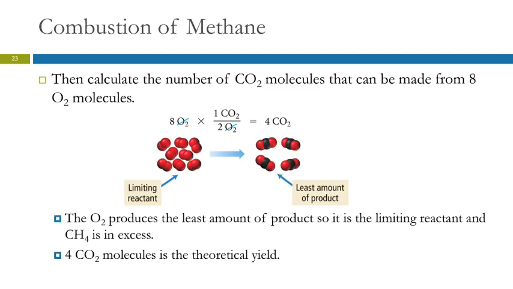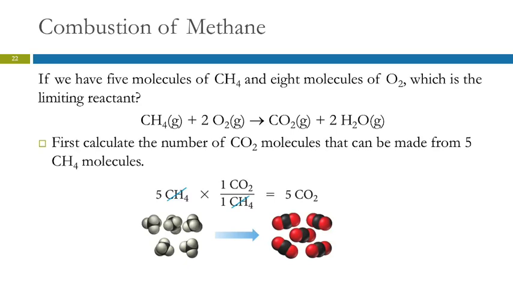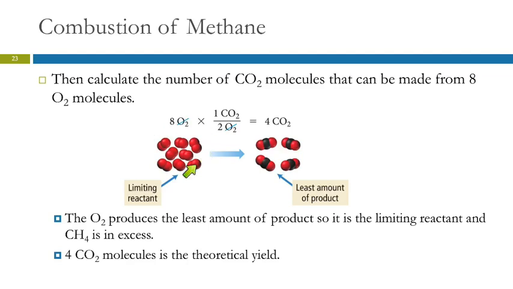I should bring the equation onto this slide. For every 2 of these, I get 1 of those. That's where that ratio is coming from. So there's my oxygen. I have 8 of those. I get 1 CO2 for every 2 oxygens, and so this gives me an amount of product. So if all the methane reacted, I could make 5 molecules of CO2. If all the oxygen reacts, I can make 4 molecules of CO2. Whichever is smaller is your theoretical yield. 4 is smaller than 5, so the theoretical yield is 4 molecules of CO2.